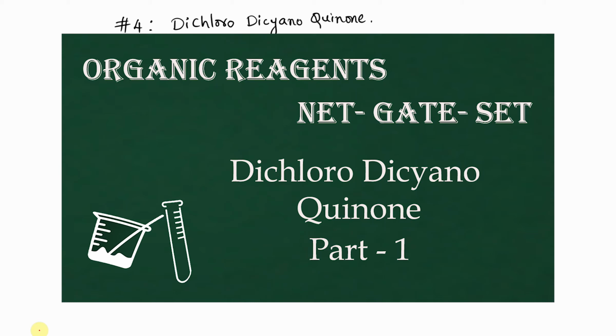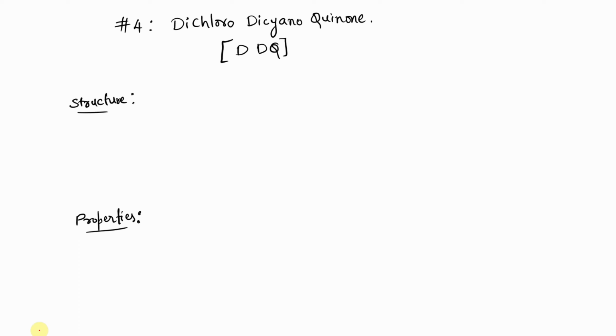In the previous videos of organic reagents, we learnt about the reagent called DCC, which is a dehydrating reagent, that is, it removes a molecule of water. Now, in this class, we are going to start a new reagent called DDQ. So please don't confuse DCC and DDQ. DCC is a dehydration reagent, whereas DDQ is a dehydrogenation reagent. That is, DCC removes a molecule of water, DDQ removes a molecule of hydrogen.